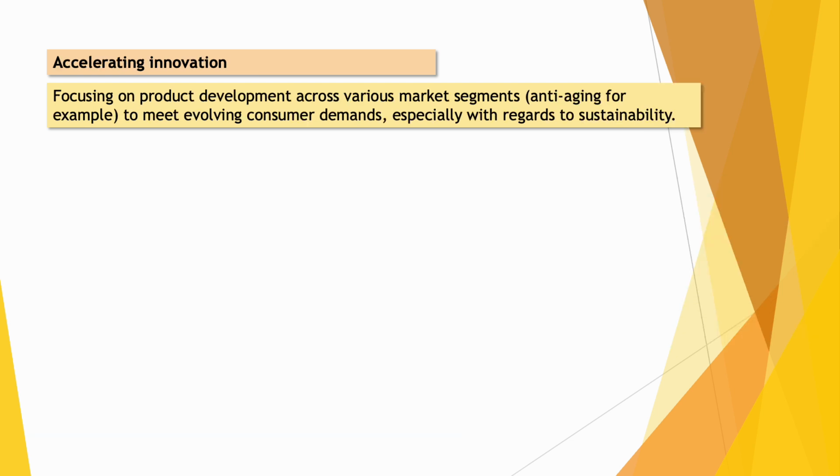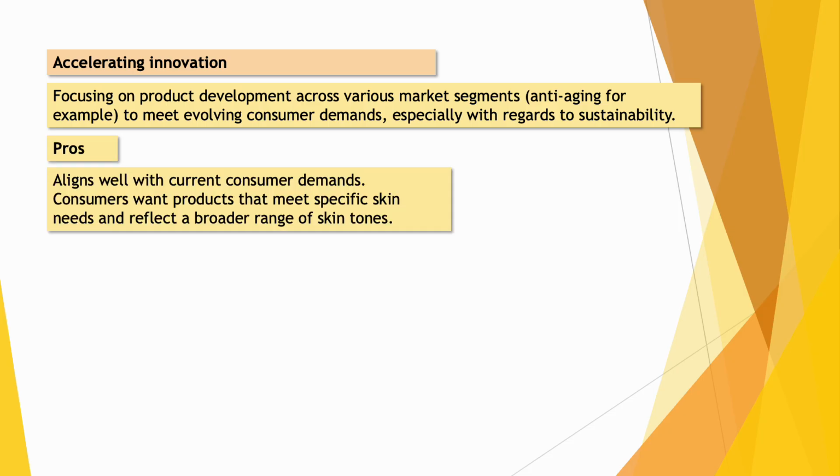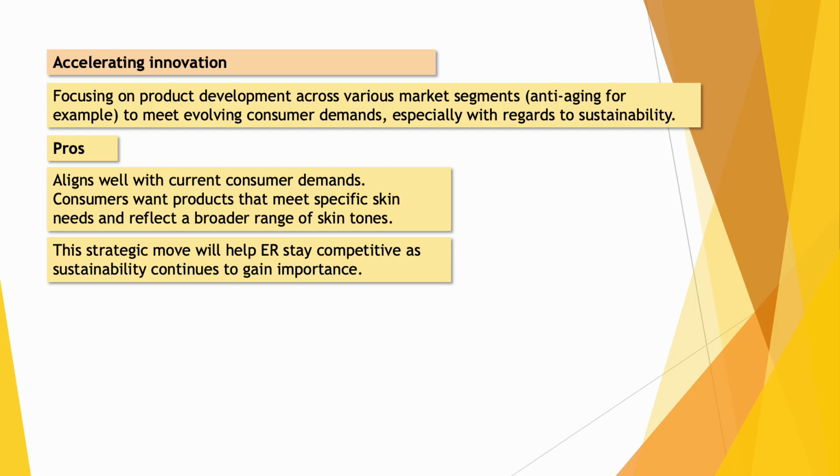Our second part of this strategy was accelerating innovation. So what we're looking at here is focusing on product development across various market segments, so anti-aging, for instance, to meet changing customer demands. Now, that does sound very logical because, based on the analysis that we've done, that aligns very well with current consumer demands. Customers want products for specific skin tones, they want broader ranges of different things, they want anti-aging. So that development is what the market is doing. And therefore doing this will help us stay competitive as sustainability, particularly amongst the younger generation, grows in importance.